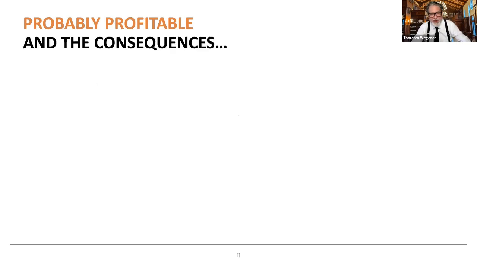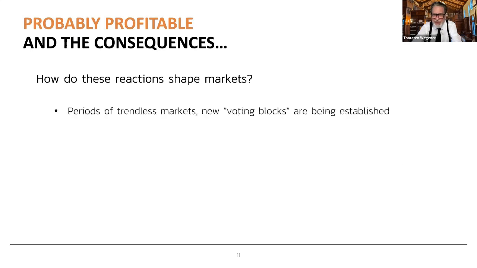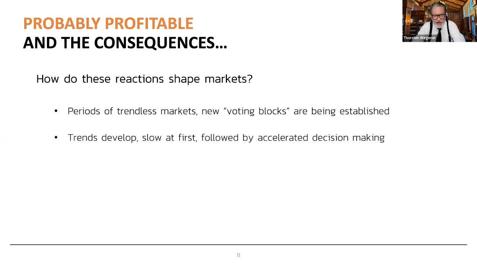So the consequences of all this: how do these reactions shape markets? Periods of trendless markets, new voting blocks are being established. And I use these voting blocks quite a lot to explain, because voting blocks, it's very nice. If a marketer calls you and says, Mr. Wegener, do you prefer pizza or hamburgers? And at the moment I feel like pizza. I say, yeah, pizza. And fine, he takes a note and builds up a nice statistic and sells that to his customers. How reliable is that? Well, at the moment, I just fancy pizza. Tomorrow, I might go back to burgers and I might have that for the rest of the year.